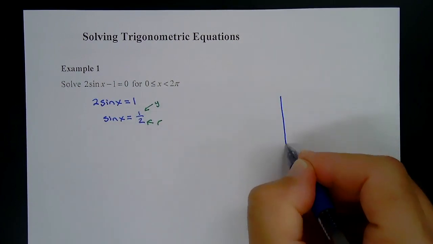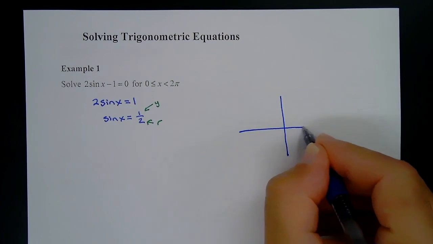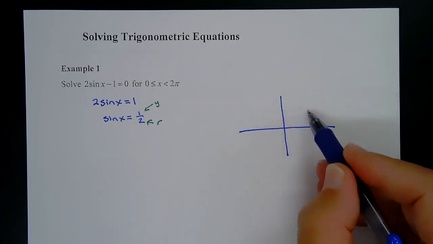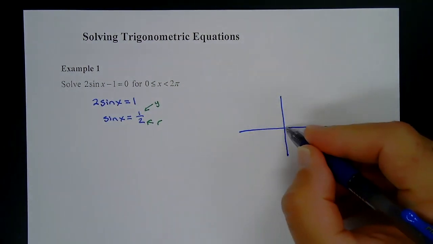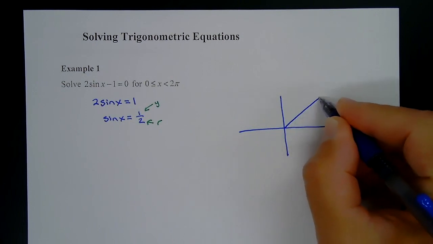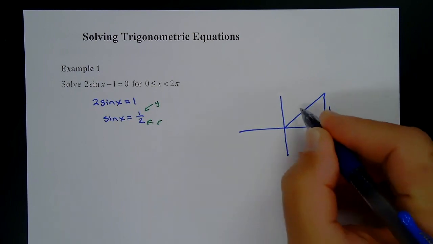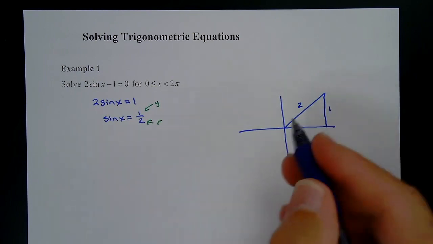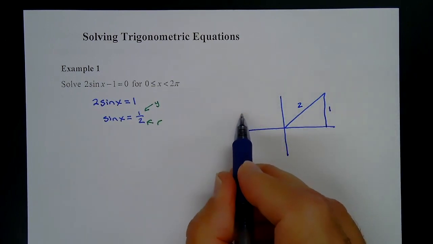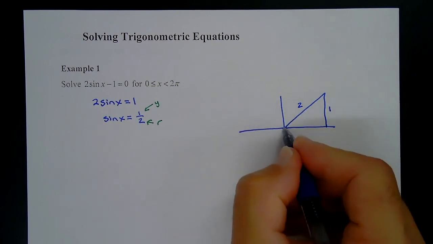That means there are only two places this could be. Y is only positive in these two quadrants. So one of our answers is in this first quadrant, because here y would be 1 and r would be 2. It's also y equals 1 and r equals 2 in this quadrant.